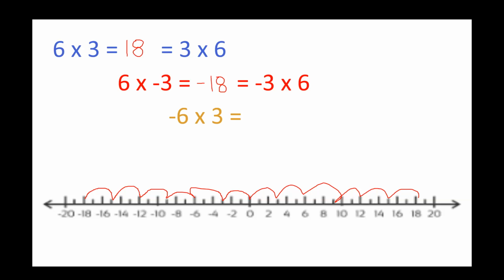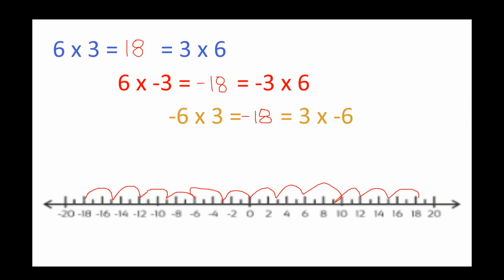That's going to give us the same answer, negative 18, because of the rule that if one number is negative and the other is positive, the answer will always be negative. And because multiplication is commutative, negative 6 times 3 is the same as 3 times negative 6.